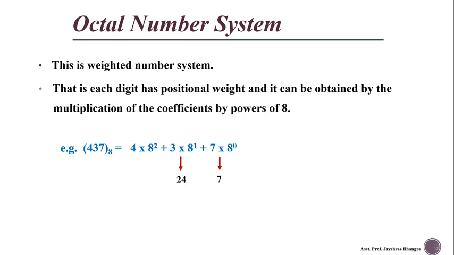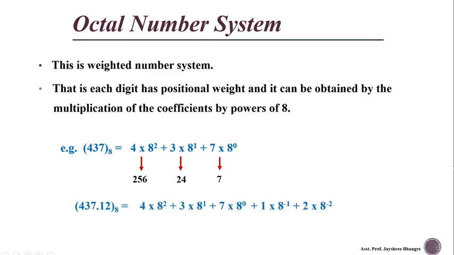1. 8 raised to 1 into 3, that is 24. 4 into 8 raised to 2, that is 256. So these are the positional weights for these particular digits. In fractional numbers, again, we can write 8 raised to 0, 8 raised to 1, 8 raised to 2 for the integer part, and 8 raised to minus 1, 8 raised to minus 2, like that, for the fractional part. And we get the positional values or positional weights for those particular digits.